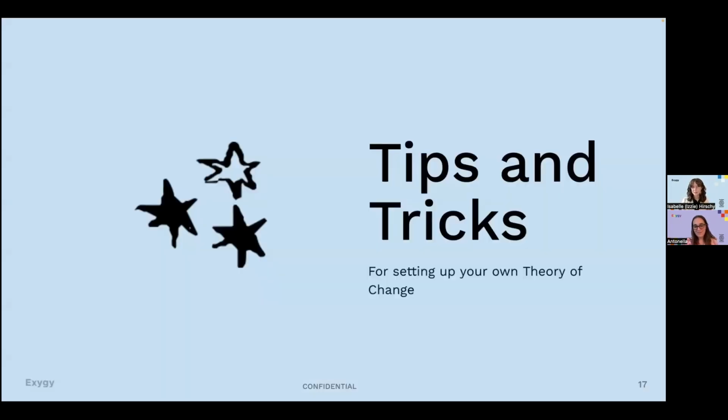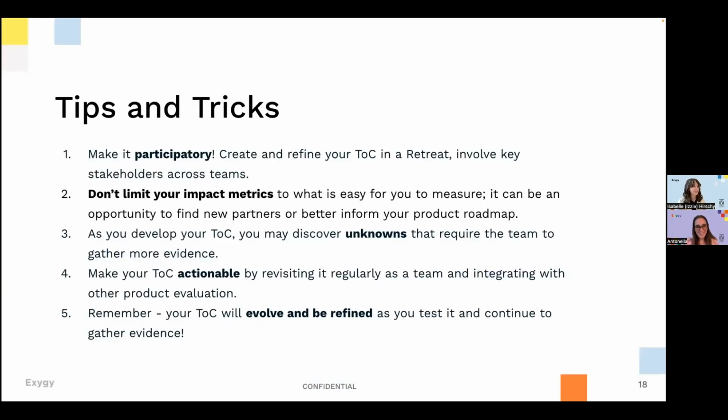So if we haven't convinced you already, here are some tips and tricks for setting up your own theory of change. Participatory is really something that's valuable to us. We want to make sure that you're taking space to define your theory of change, maybe in a retreat, and involving key stakeholders so that you can get cross-disciplinary perspectives. Also, don't be afraid of choosing impact metrics that aren't easy for you to measure. That can be an opportunity for you to find new partnerships or better inform your product roadmap.